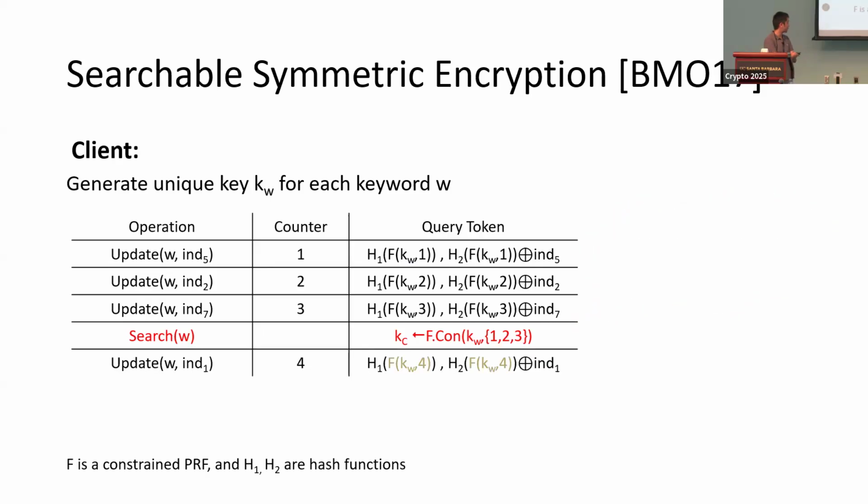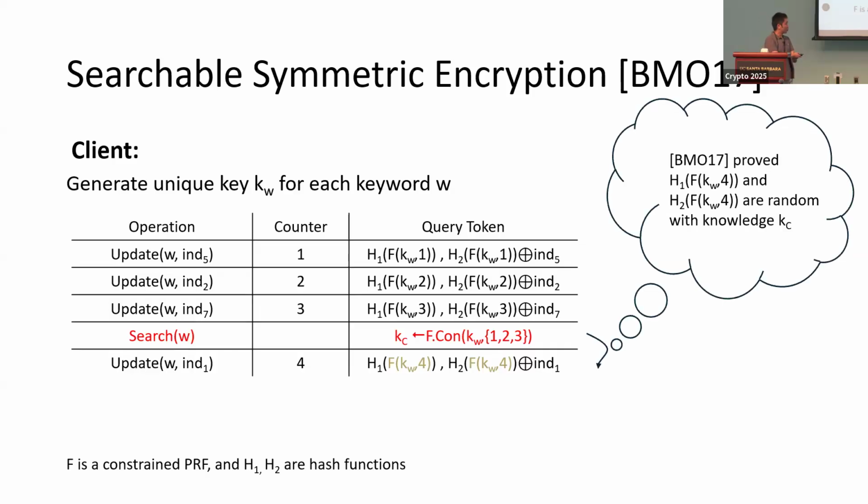What we hope is that now, suppose the client wants to insert a new document. This update token should look random, even with knowledge of K sub C. Okay? In their work, they proved that these update tokens are random by viewing H1 and H2 as random functions.